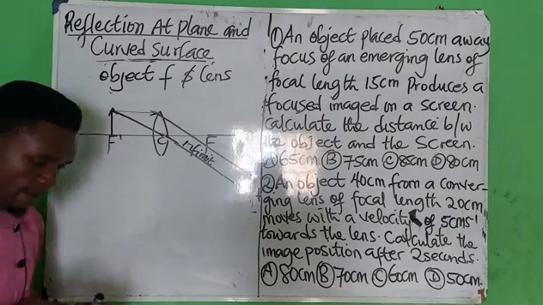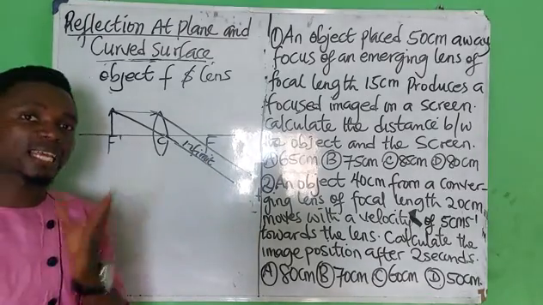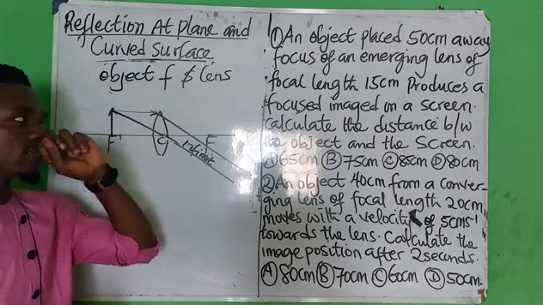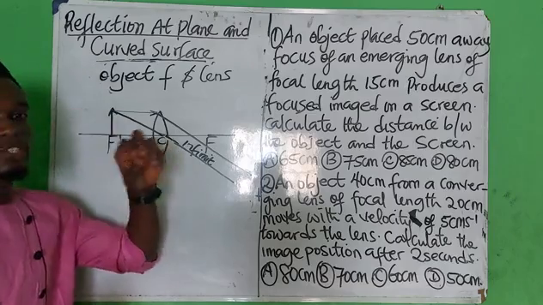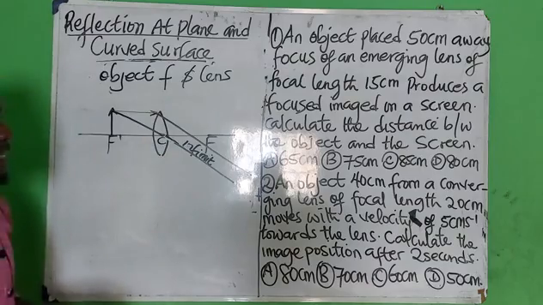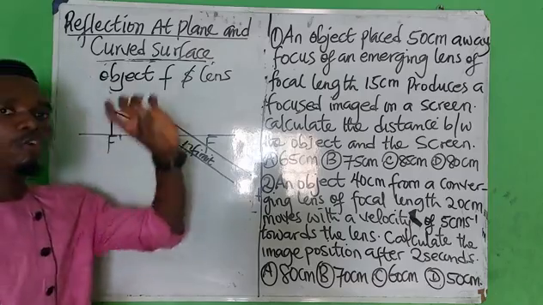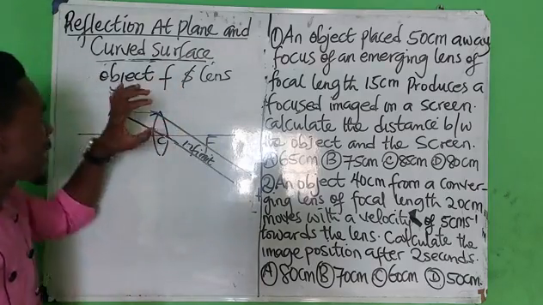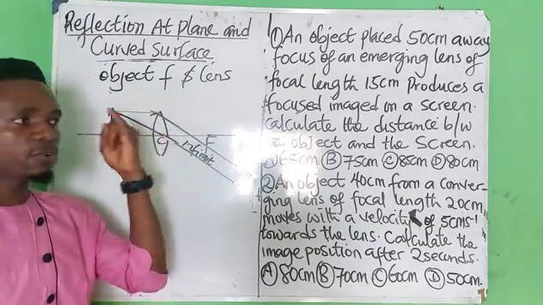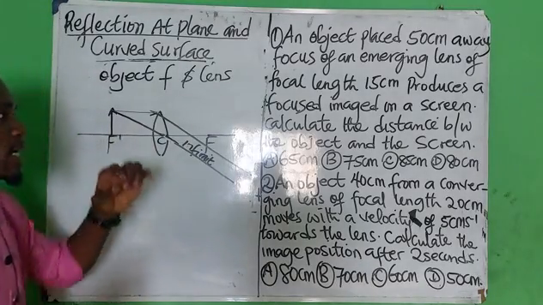Now, please take note of this. I told you that when an object is placed between F and the lens, you have a very large image. It's erect or upright, it is virtual, and the image is formed behind the object. Please, apart from that illustration, all other images formed by a concave mirror are always real and magnified. Only sometimes you see them to be smaller than the object.